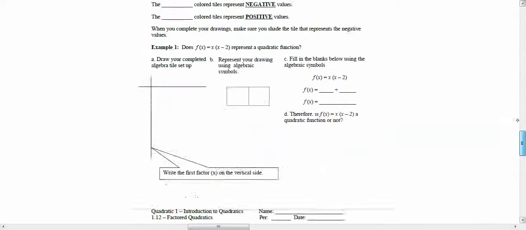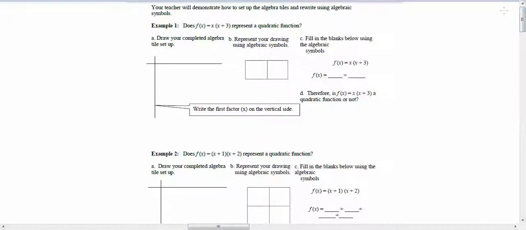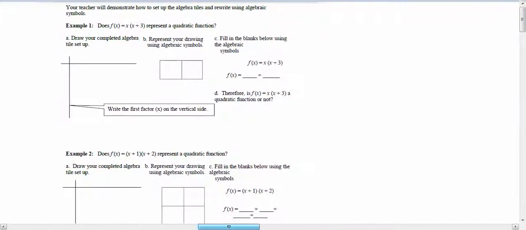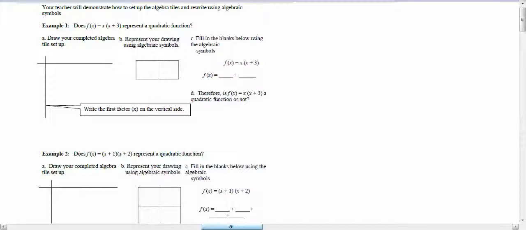Let's do this one up here. Alright. Now, I told you I wasn't a big fan of those tiles, and to be honest with you, I still am not. However, I see the value in them when we get to here. So why don't I start you guys off with these tiles, and then we're going to talk about this thing called the distributive property, and then see if we can wean ourselves off of these tiles.